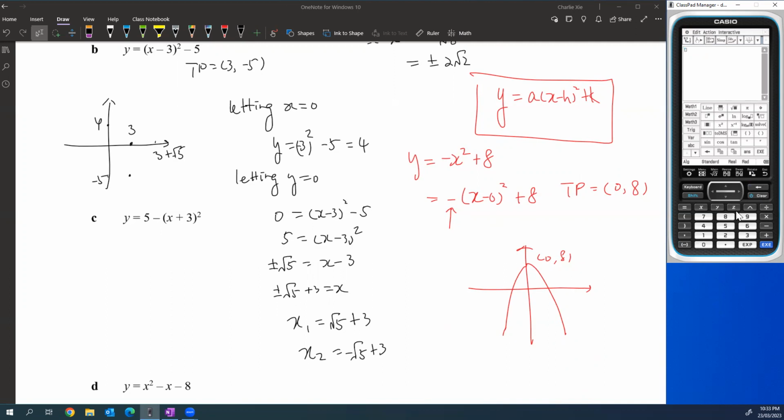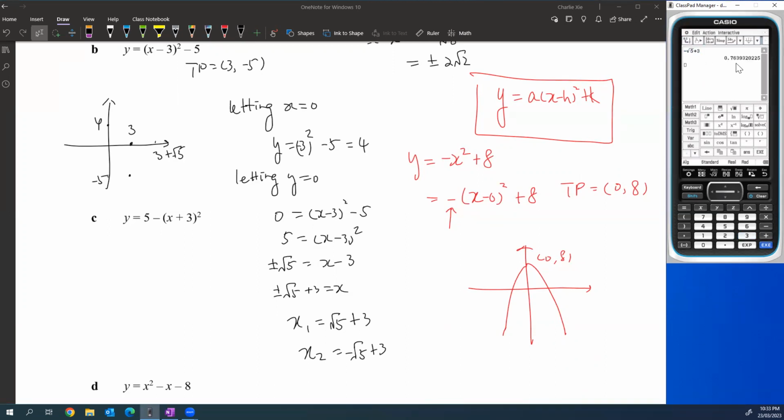Let me do it clear. Negative. Shift index notation gives you the square root. So square root of 5 plus 3.